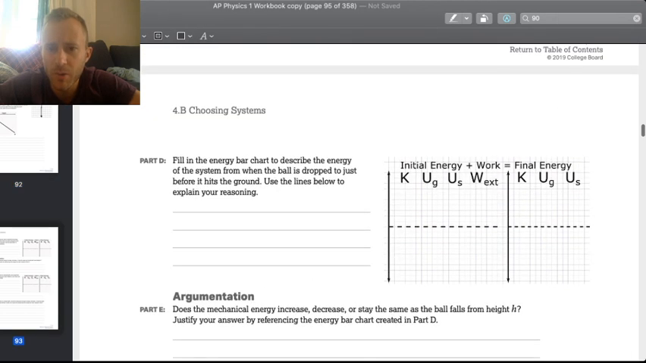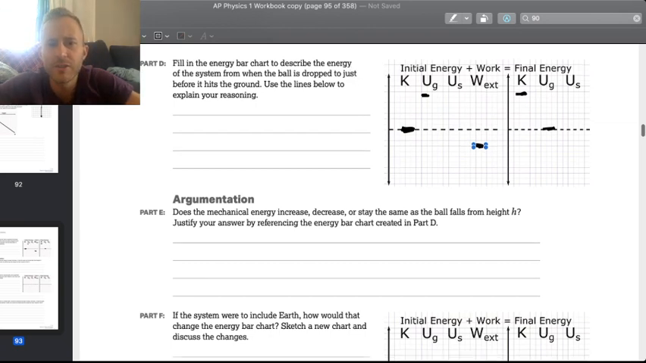All right. Well, we know we start out with no kinetic energy, and we end up with kinetic energy. We start out with gravitational potential energy, and we end up with no gravitational potential energy. Now, the external force, I would say, is air resistance, which does negative work and reduces the energy of the object.